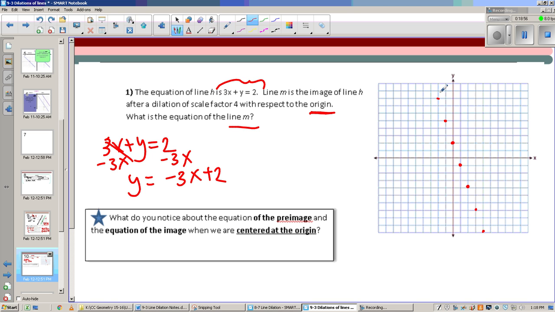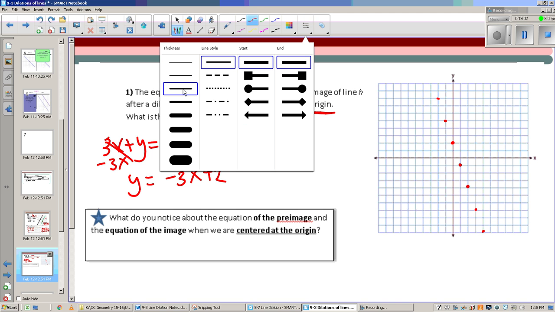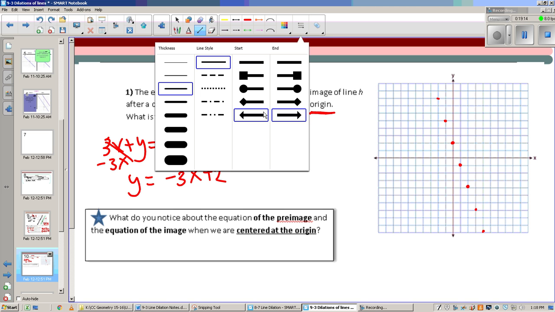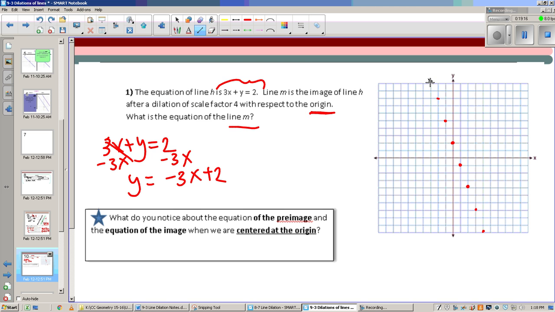Okay, so then there's my line. Let's try this again. Hopefully it works this time. Let's see if we can. Ooh. Oh, I know what I was doing wrong. Sorry, guys. It's a little tricky with the tablet, but I'll do my best.